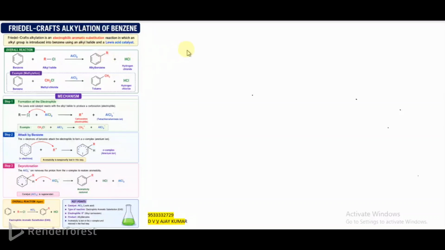In this, first of all, benzene reacts with alkyl chloride in the presence of a Lewis acid like AlCl3. It forms alkyl benzene and HCl. So this is the reaction. It is the basic reaction. Here the AlCl3 acts as a Lewis acid.